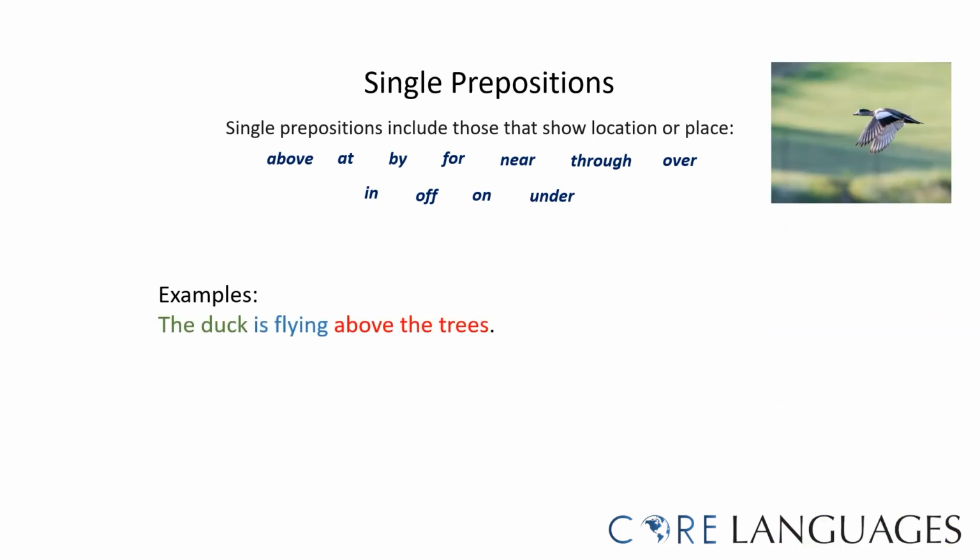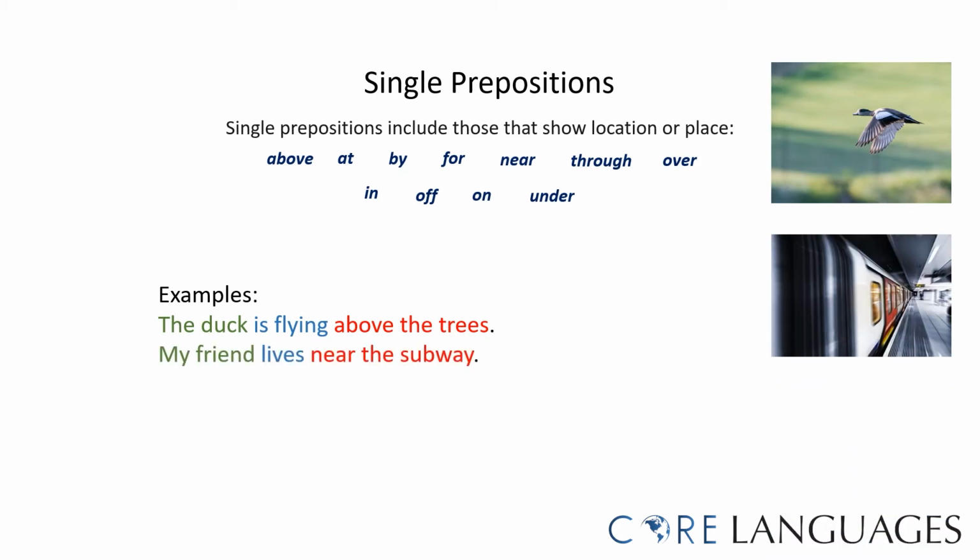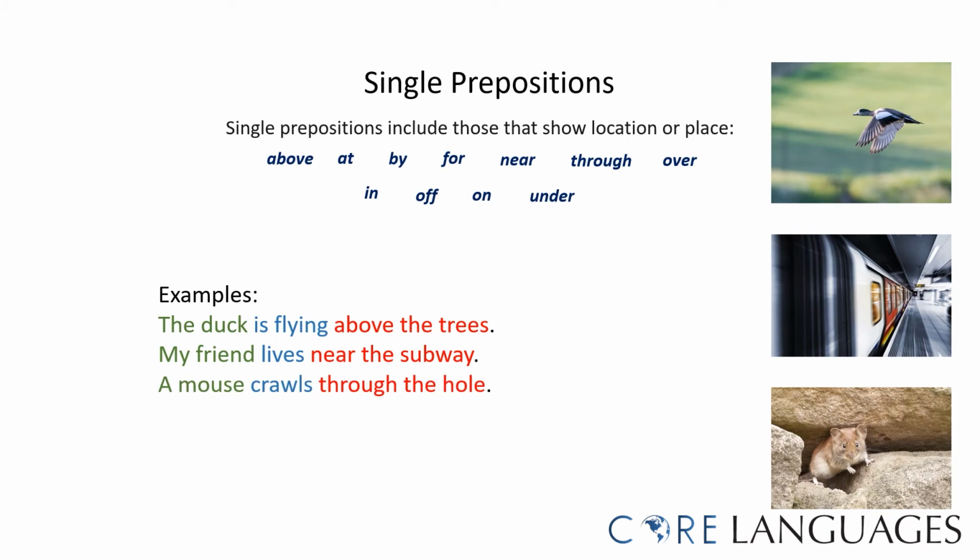The duck is flying above the trees. Above is the preposition, and above the trees is the prepositional phrase. My friend lives near the subway. Near is the preposition, and near the subway is the prepositional phrase. A mouse crawls through the hole. Through is the preposition, and through the hole is the prepositional phrase.